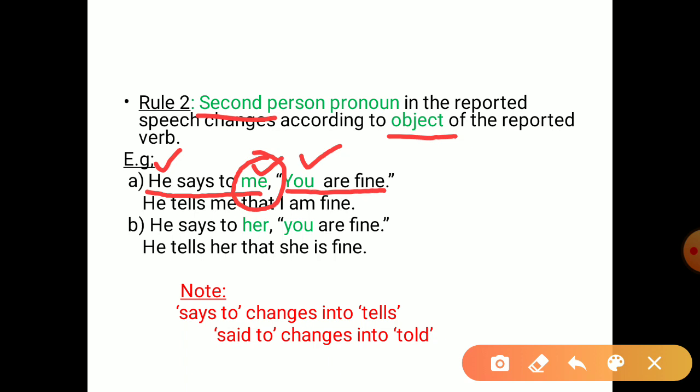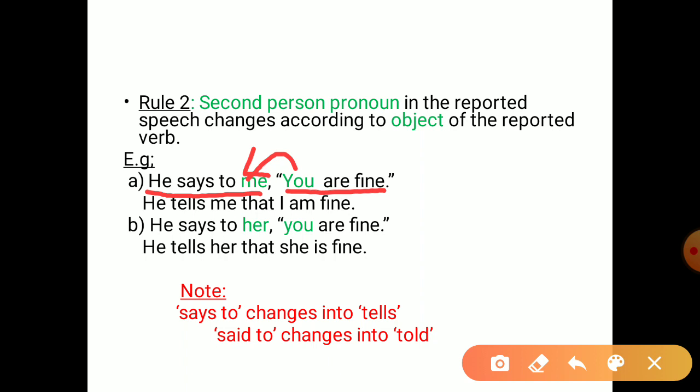That's why the indirect speech is: he tells me that I am fine. So you changes according to me. We cannot say me is fine because that is inappropriate. We have to understand, in the subjective case we write I, but in the objective case we write me. So that's why we say he tells me that I am fine. So you change according to the object, which is me. That's why we wrote I am fine.